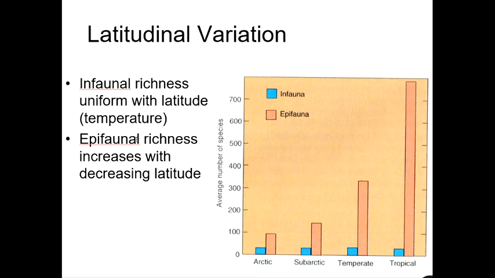Epifaunal richness, by contrast, is inversely proportional with latitude, meaning as latitude goes up, as you go from, say, 0 degrees at the equator to the poles, the sheer number of species of epifaunal creatures declines. And conversely, the other way is true. If you go from the poles to the tropics, you get more and more epifaunal species.